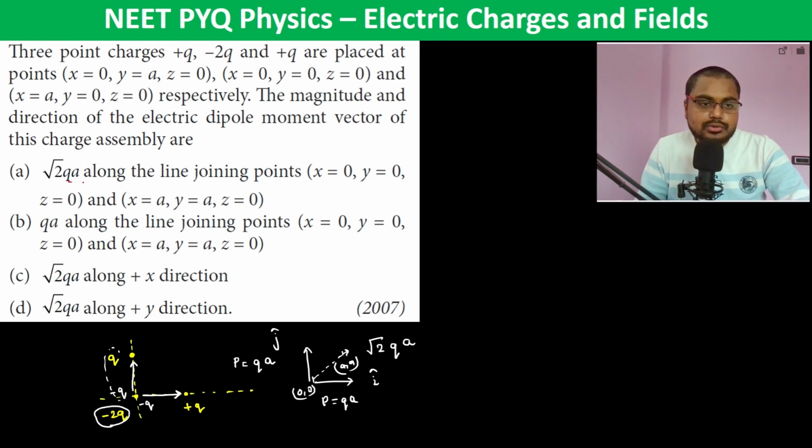So it is root 2 K along the line joining points x equals 0, y equals 0, z, and x equals A, y equals A. That's correct. It is not K, it is not along x direction. Okay, so A is the answer.